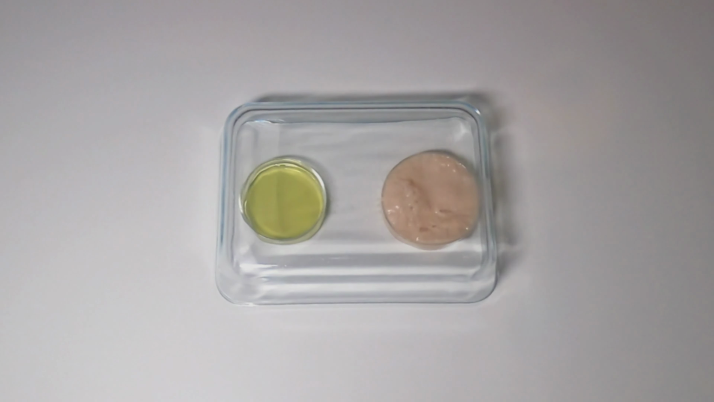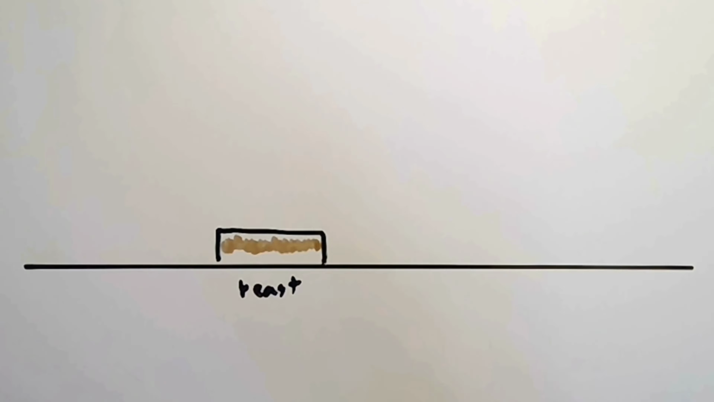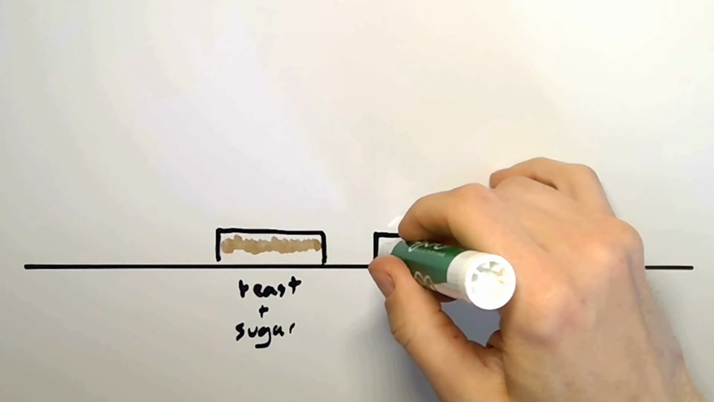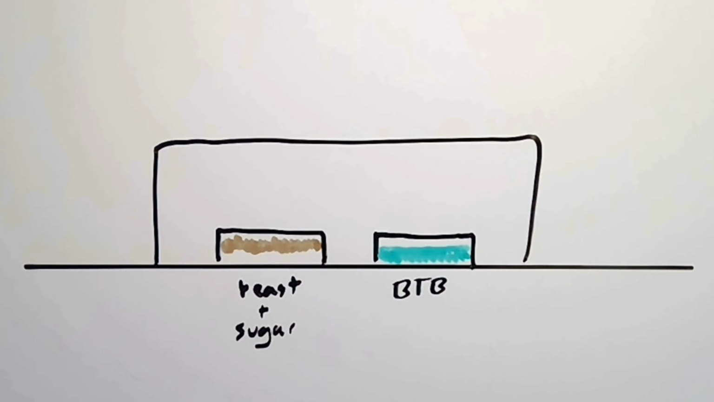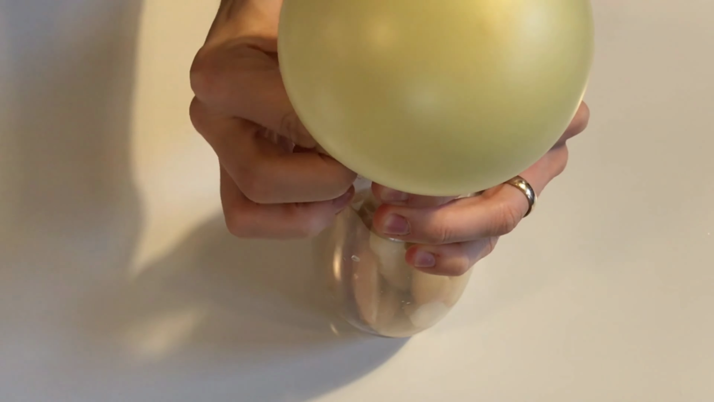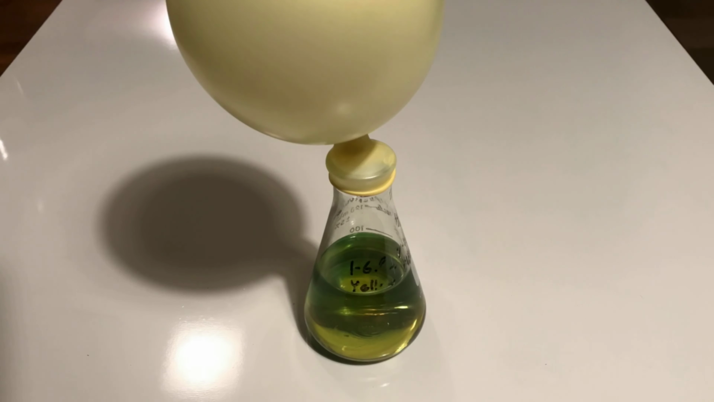Look, the BTB turned from greenish to yellowish. That means that CO2 entered the BTB, and it must have come from the yeast. So now we know that yeast eats sugar and produces CO2, just like an animal does. That's why my student's bottle filled with gas when he put apple slices in it. Yeast was present in the bottle and ate the sugars in the apples, producing carbon dioxide.